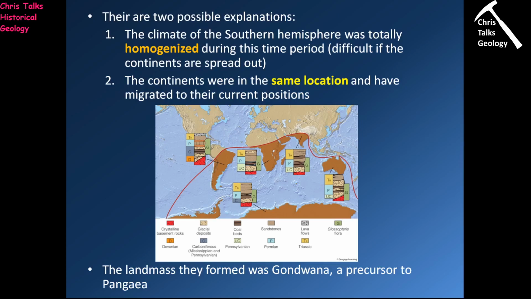The most logical explanation is simply to take the 5 continents, push them together to make one landmass, and once you've done that, then all of a sudden having just one environment begins to make perfect sense. So the landmass that the 5 southern hemisphere continents form is called Gondwana, and Gondwana was one of the 2 supercontinents that went to make the most recent supercontinent, which was Pangaea.